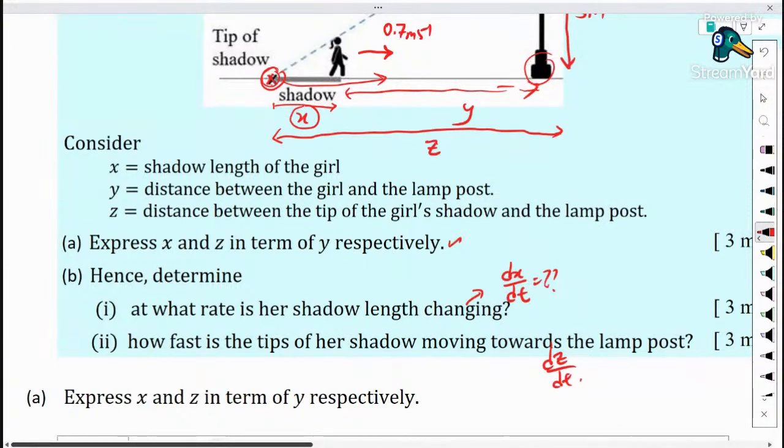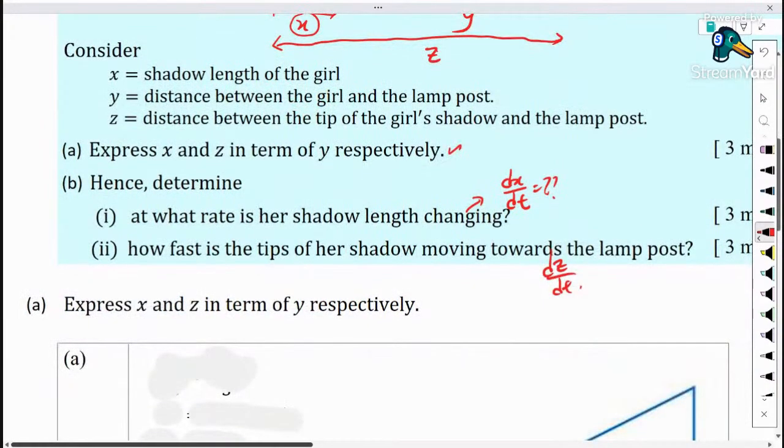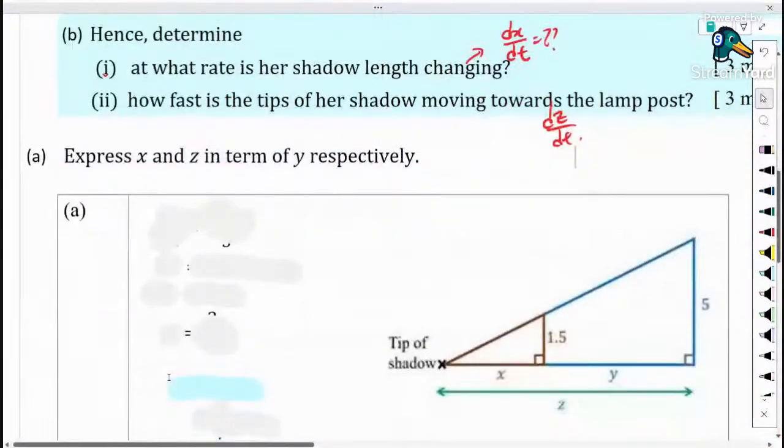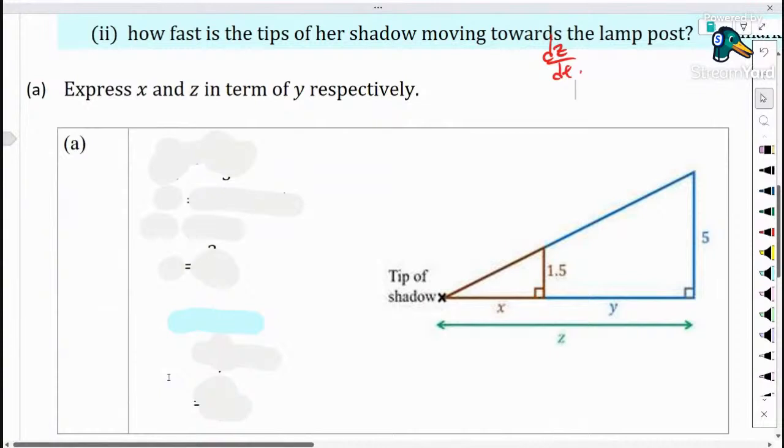So this is what we understand from the question and the information before we think of the strategy to solve. A, find x and z in terms of y. That means I have x equal to some function of y, z equal to some function of y. Then find out dx/dt and also dz/dt accordingly. Let us start with the first one, express x and z in terms of y. From the interpretation of the diagram on top, let us have the diagram drawn in this form here.